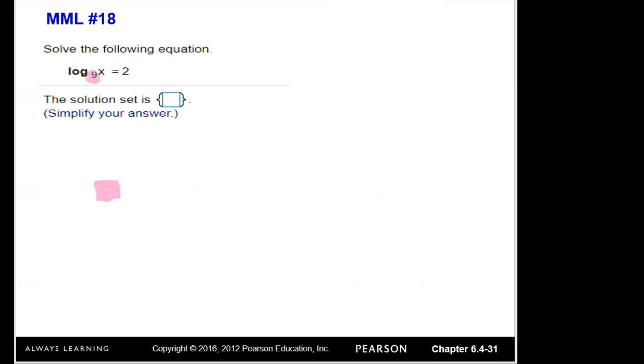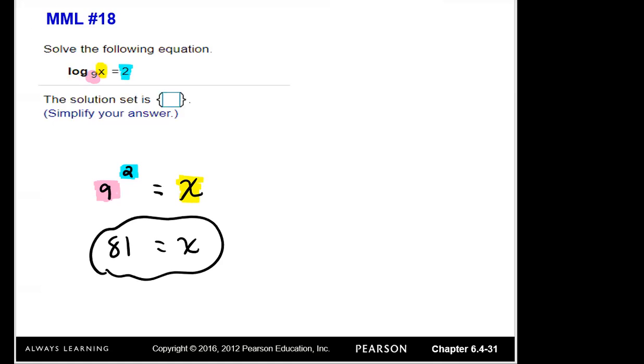And then the exponent right here is always going to be whatever your logarithm is set equal to. So this is going to be 9 raised to the 2nd, and then that's going to equal whatever you were taking the logarithm of, which is the x. This guy right here is going to go there. And this one's actually already solved for x. X is equal to, and I just have to calculate 9 squared, which the last time I checked was 81. So you don't have to type x equals 81 because they just want the solution set. So just type 81 in there. And that's it. That's about as easy as it gets.